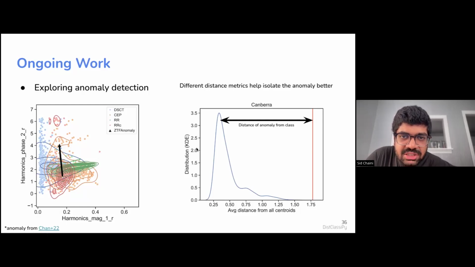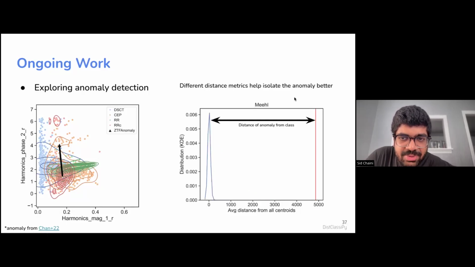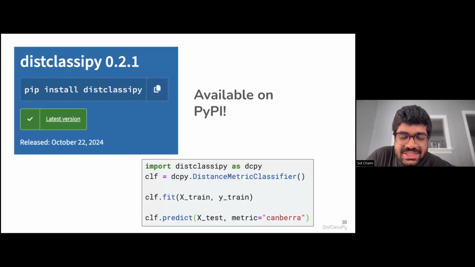But now if we swap out the distance metric being used, so if we look at something like the mean distance metric, that just helps it isolate it even more. And so, yeah, that is some ongoing work I'm working on, where I'm looking at how the choice of distance metric can help isolate the anomaly better. And DistClassiPy is open source, and it's based on the scikit-learn API.